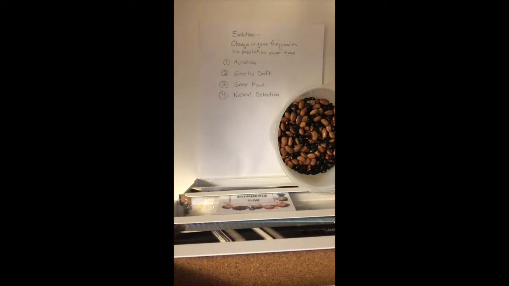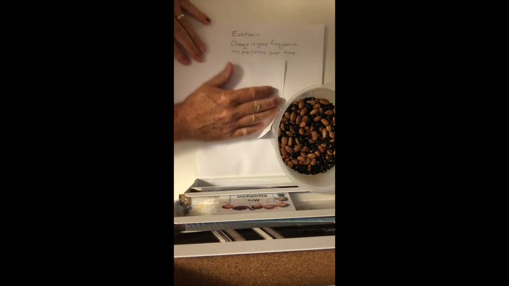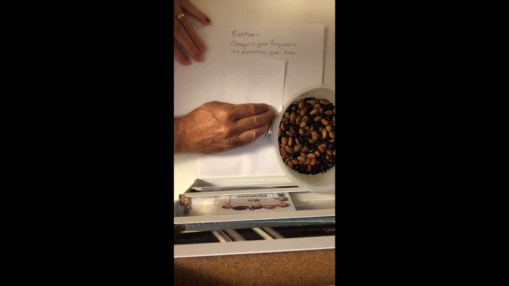Okay, here's a little demo. I'm going to use some beans to explain four different mechanisms of evolution. Please remember that evolution is a change in gene frequencies in a population over time, and that's it. It's not survival of the fittest. It's not have any kind of purpose. It's just saying that if the gene frequency in a population changes over time, then evolution has happened.